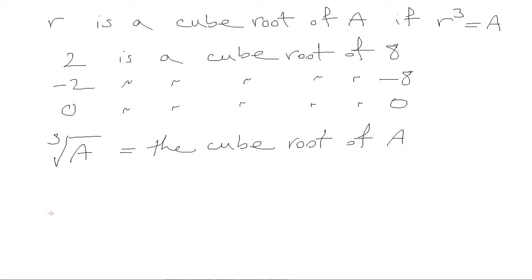So for example, radical index 3 of 8 is 2. That is because 2 to the power of 3 is 8. And radical index 3 of negative 8 is negative 2. That is because negative 2 to the power of 3 is negative 8.